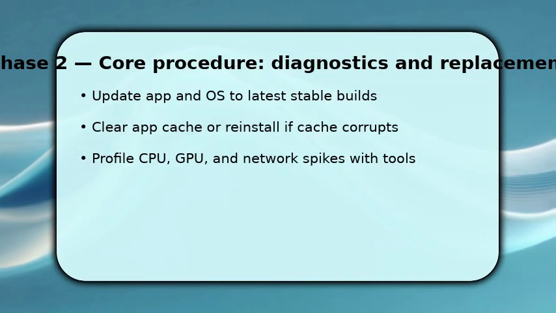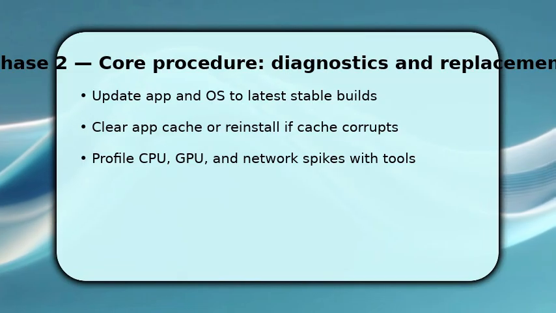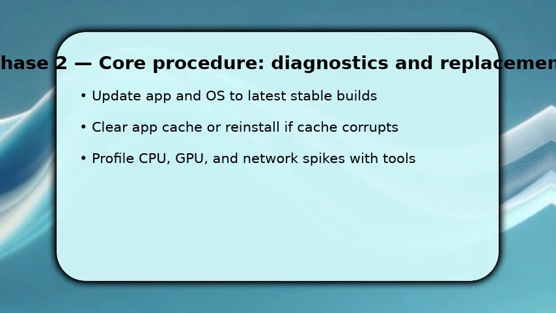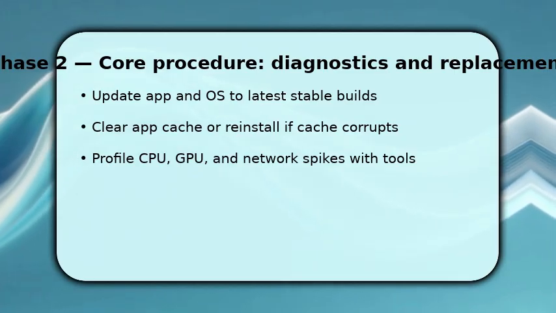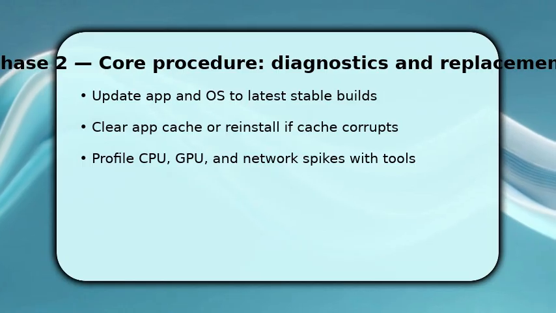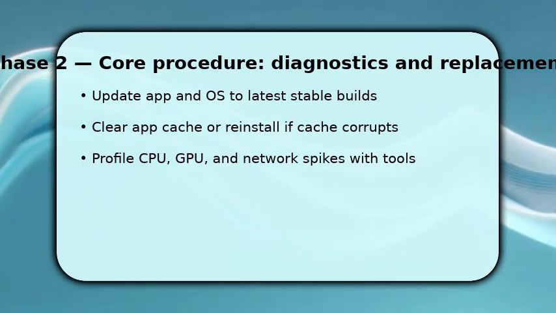You now tackle deeper causes. Update both the app and the operating system to eliminate known performance bugs. Patches often fix regressions. Once updated, clear the app cache, and if lag persists, reinstall the app to remove corrupted state. Then profile resource use.